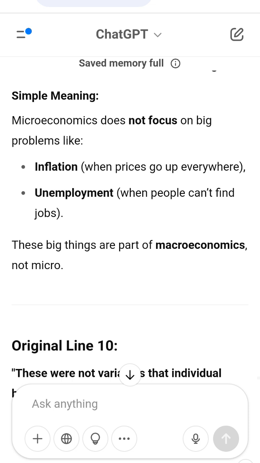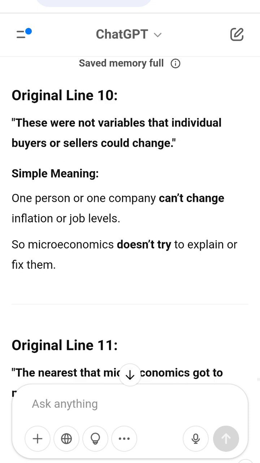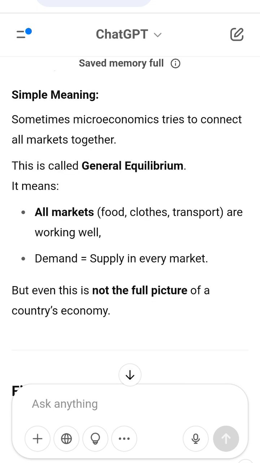Examples of macroeconomic questions. Why is petrol getting more expensive across the country? Why are so many people jobless in a city? Is India's economy getting stronger this year?